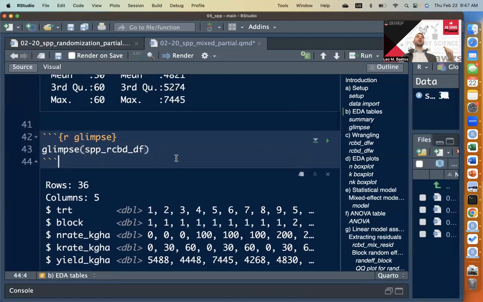In our case, we're working with ANOVA. I want to know the mean response on each one of these levels, so I have to treat them as vectors.